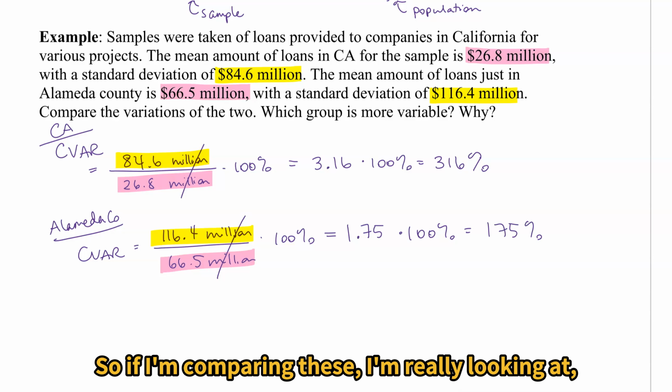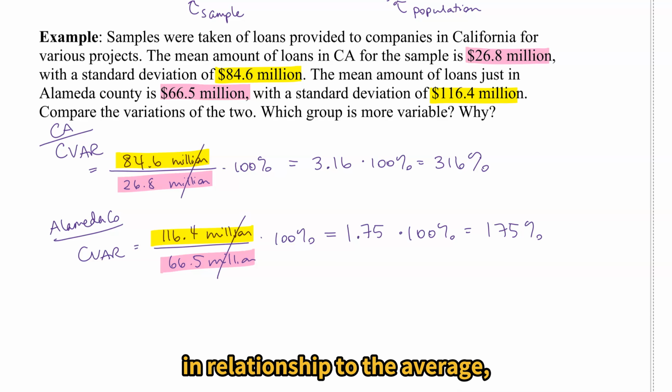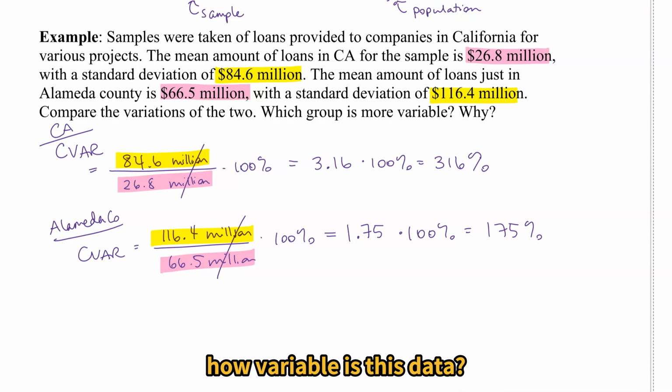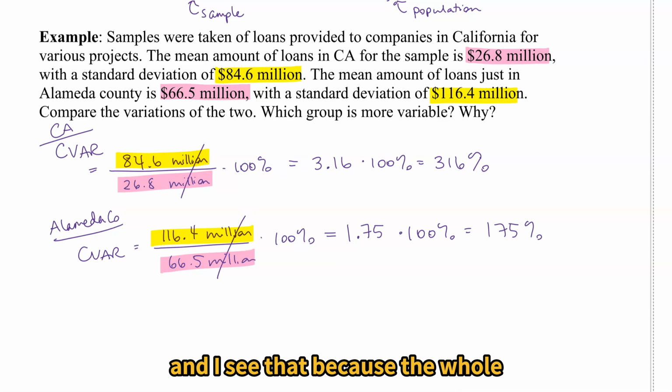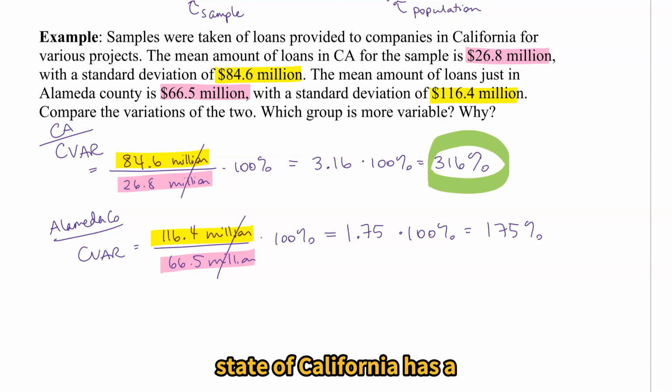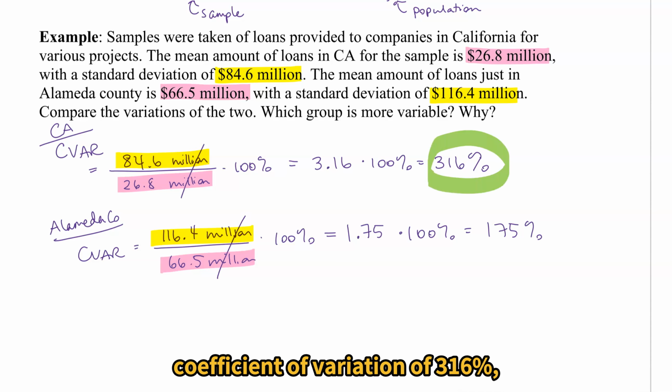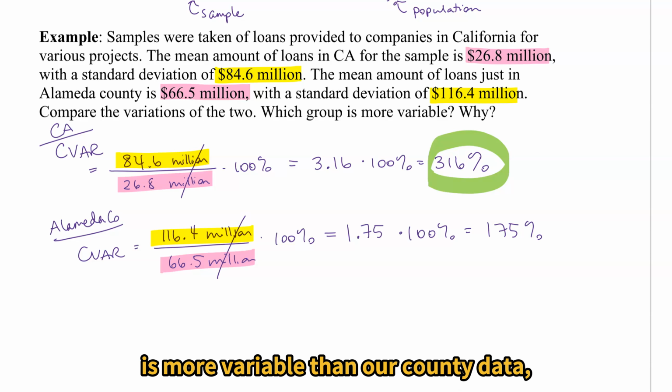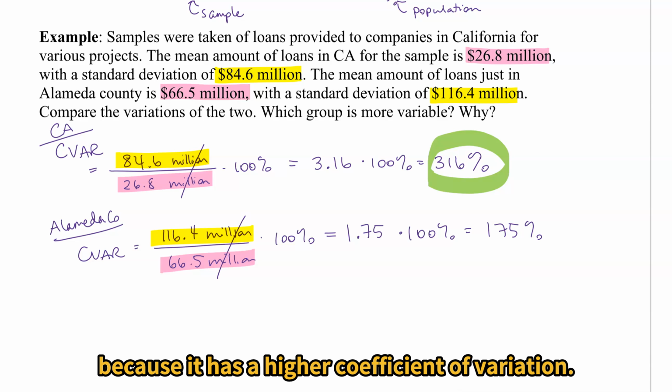So if I'm comparing these, I'm really looking at, in relationship to the average, how variable is this data? And I see that because the whole state of California has a coefficient of variation of 316%, the California data is more variable than our county data because it has a higher coefficient of variation.